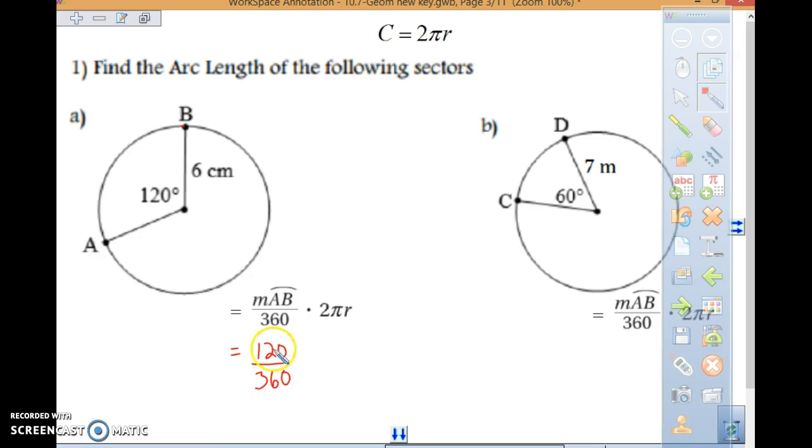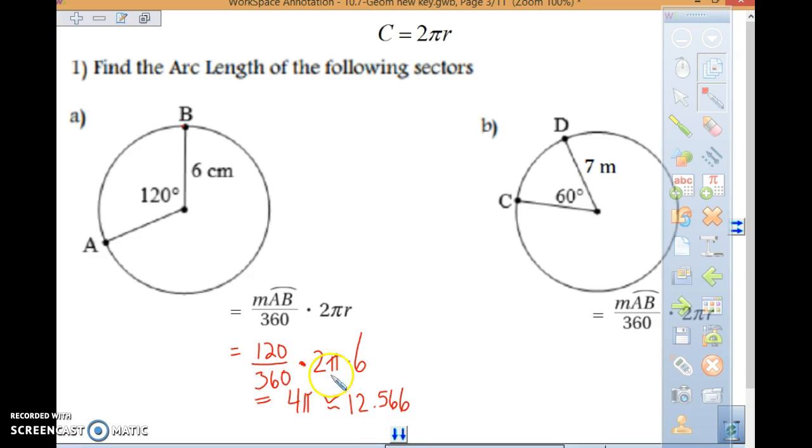That tells us the fraction of the circle that we want. Then if we multiply that by the total circumference, 2 pi, our radius is given at 6, that will give us our arc length. So our total circumference is 12 pi. So if we take 120 degrees out of 360, that gives us 4 pi. Rounding that to the nearest 3 decimal places, 12.566.